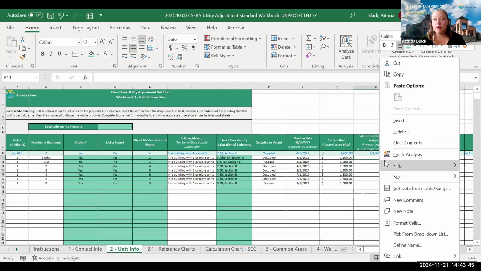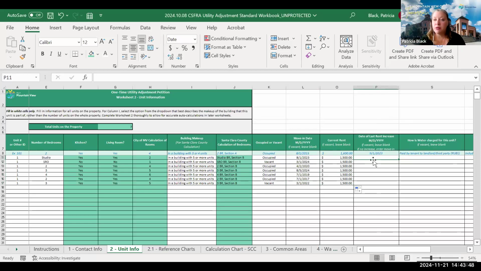And for units where people have recently moved in, so I'm going to say that this person received a rent increase this year. If they just moved in, you're going to leave it blank. And if it's vacant, you're going to leave it blank. So this one's vacant. They actually don't have anyone there. And then here they moved in, and I'm going to say that yes, they received a rent increase this year. This person just moved in, so I'm going to put in the move-in date.